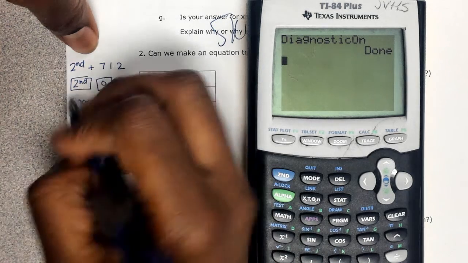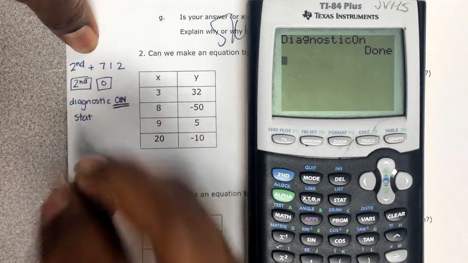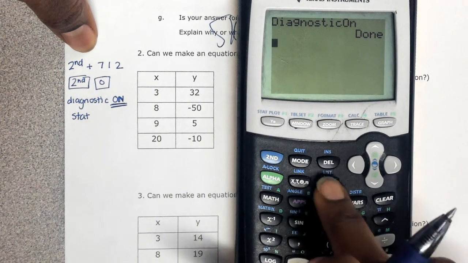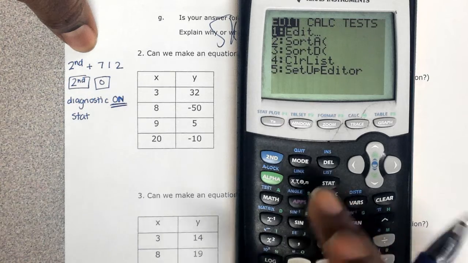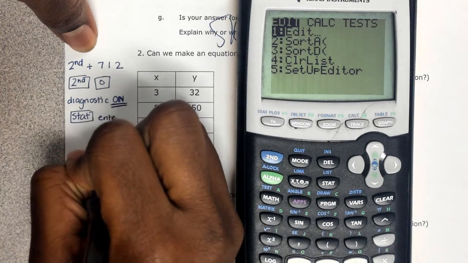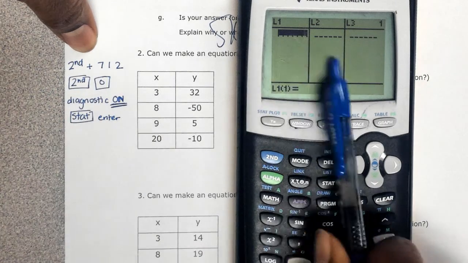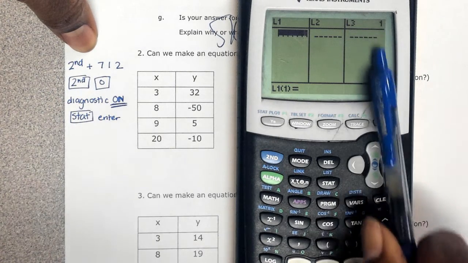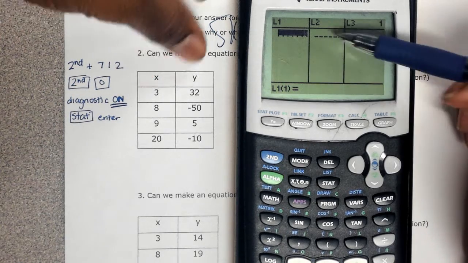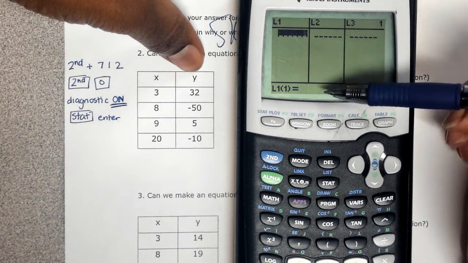StatEdit. So press stat. Some people don't know how to do this because they're from different school districts, so press the stat button. It's right there in the middle. Stat. Then you're going to press enter. And you'll notice that it gives you L1, L2. We don't need L3. But the L1 are your X values. The L2 are your Y values.